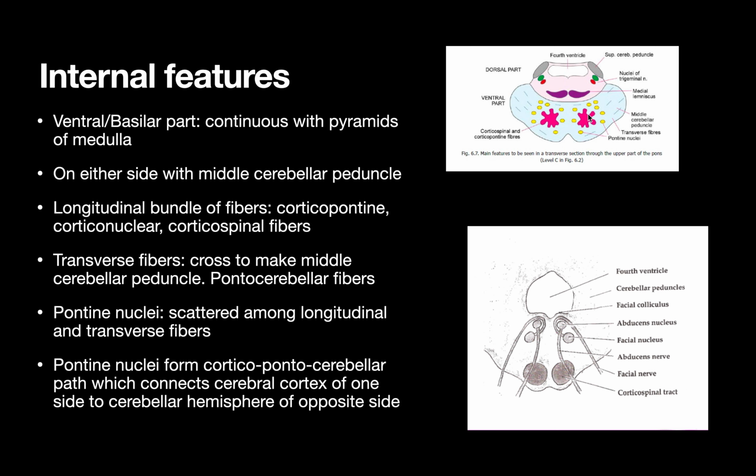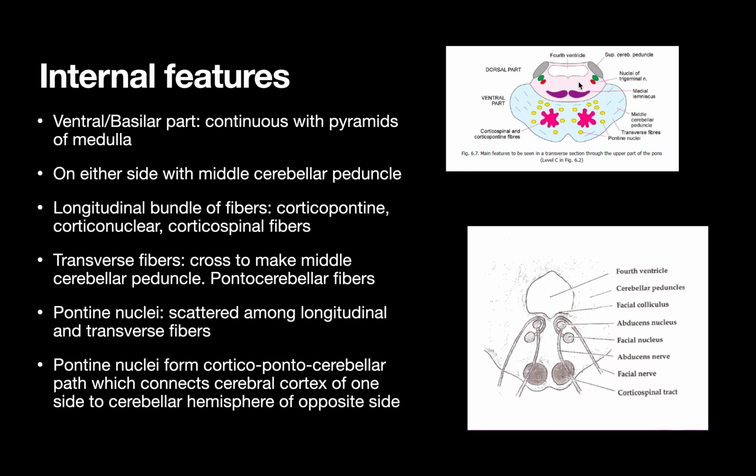The transverse fibers are going to cross to make the cerebellar peduncle, and the pontine nuclei are going to be scattered. The pontine nuclei will form the corticopontocerebellar path, so it connects the cortex to the pons to the cerebellum, and they will decussate, so they're going to cross and supply the cerebral hemisphere of the opposite side.